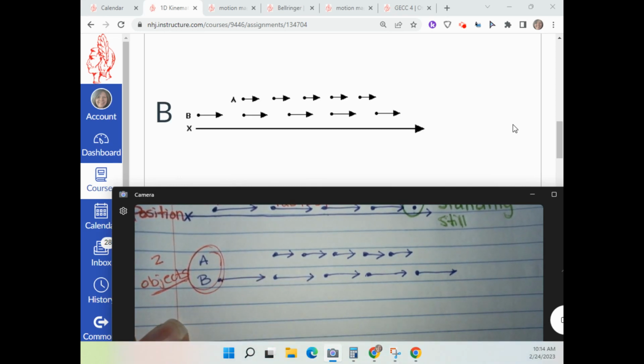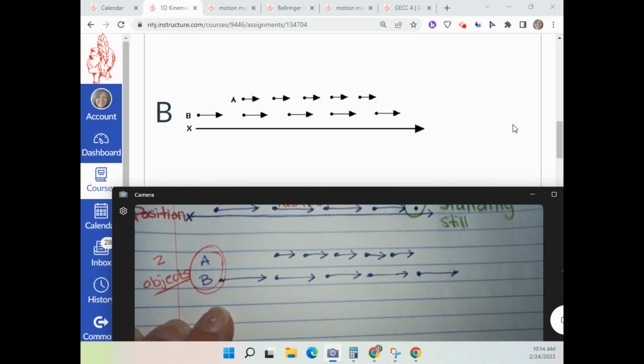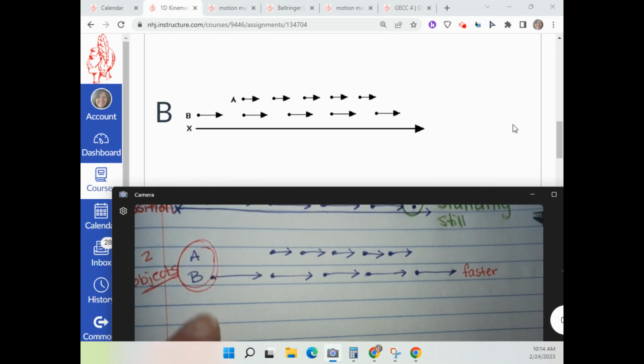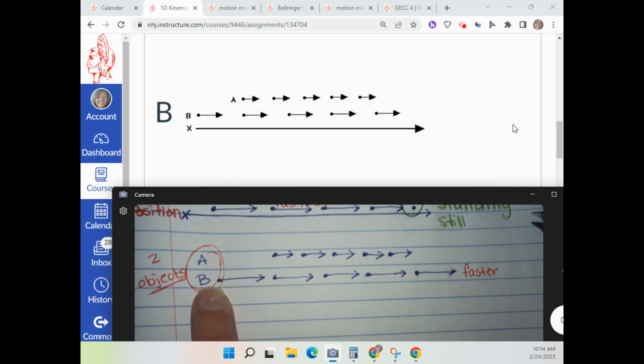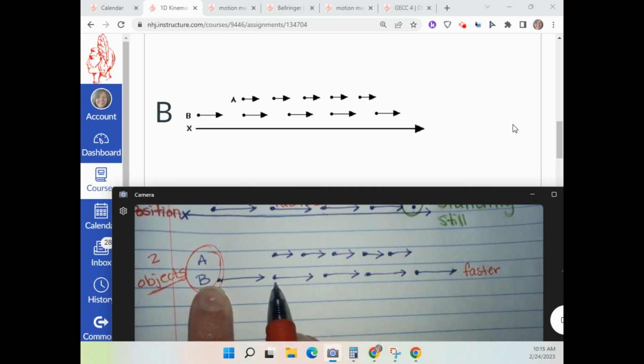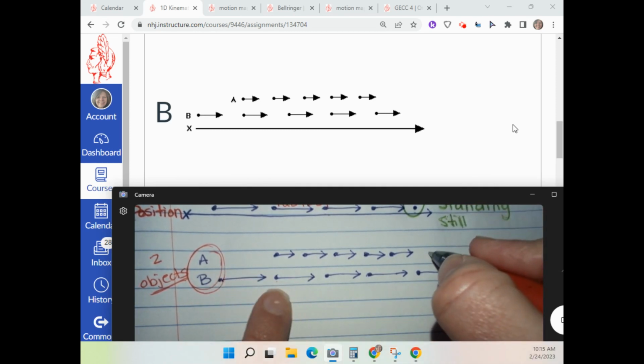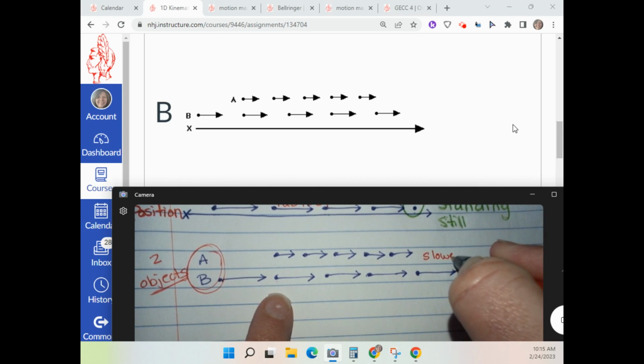Right? Which of these objects is faster, A or B? Why is B faster? Okay, the arrows are longer. That's true. What about the dots, which is sort of subject to the arrows? They're farther apart. Good. Okay, so A is slower, B is faster.